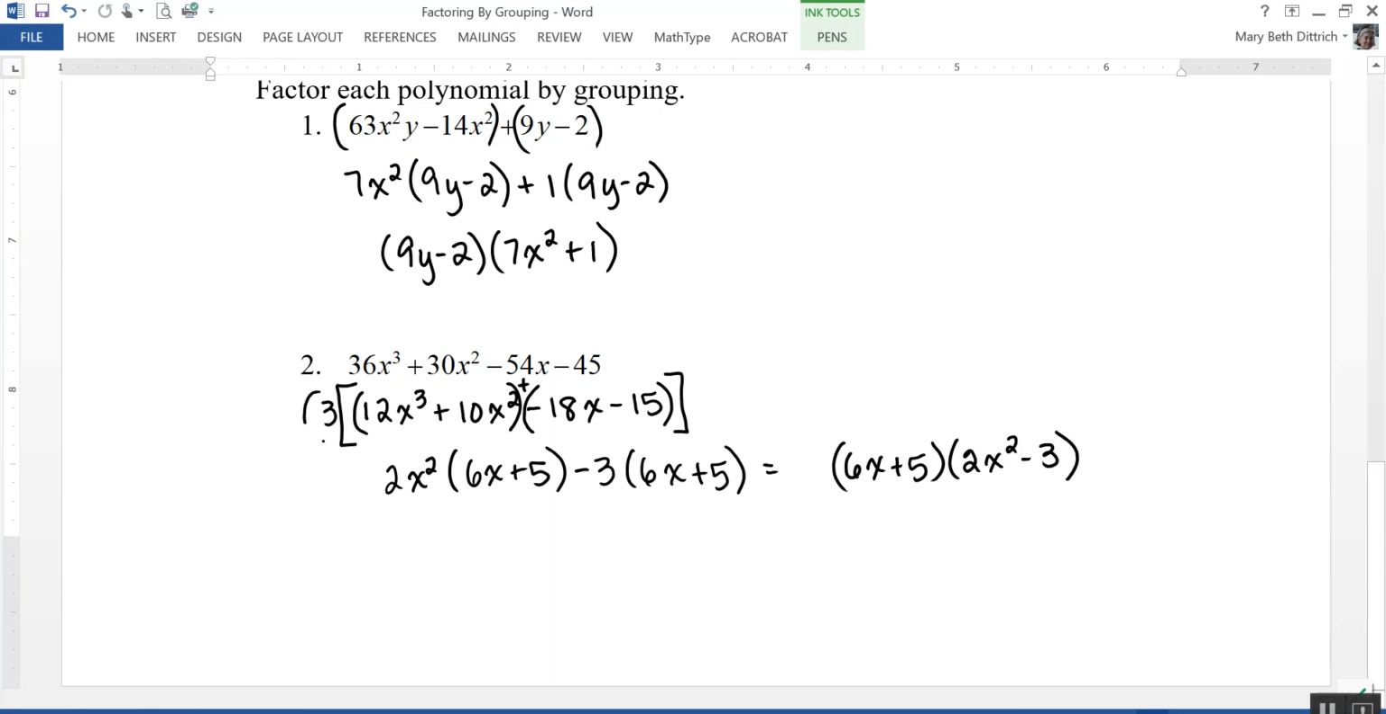And then don't forget about that greatest common factor of 3 that we originally factored out. So my final answer is 3 times the quantity 6x plus 5 times the quantity 2x squared minus 3. So in this video, we took a look at how to factor by grouping, a very useful technique when you have 4 terms in your polynomial.